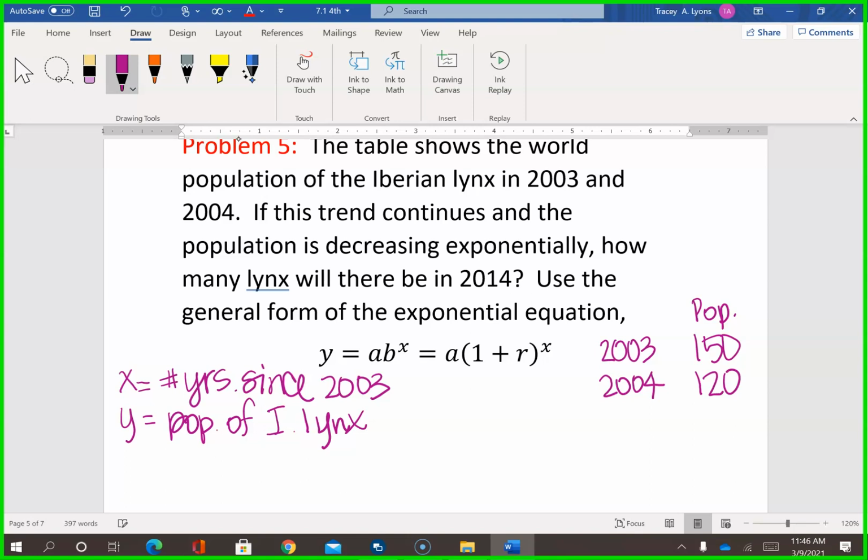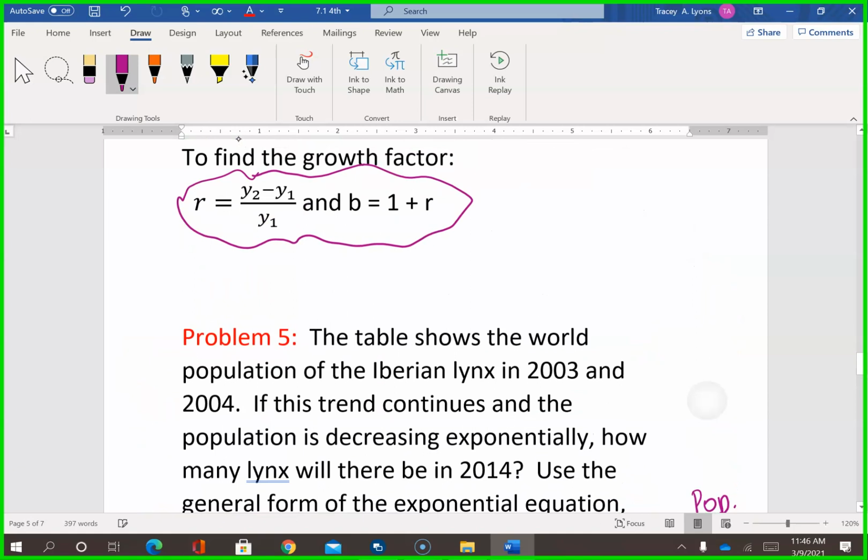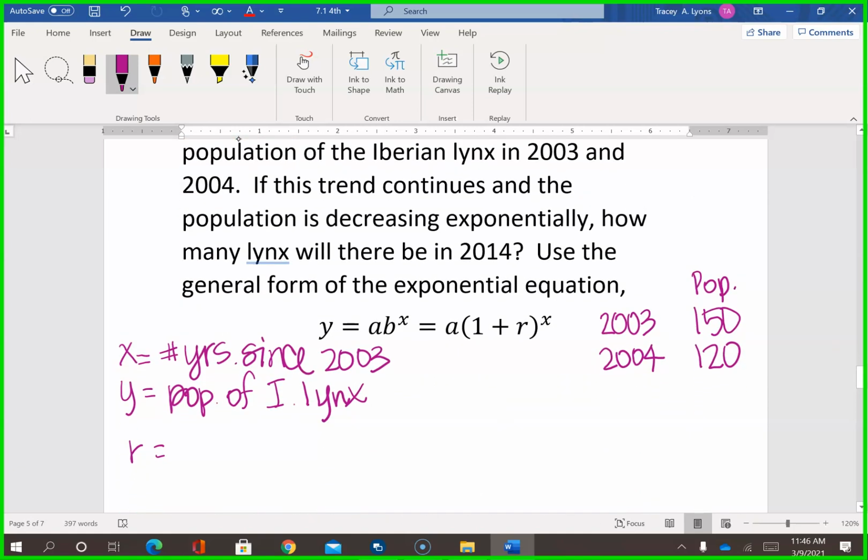Now, this one doesn't give us any percentages, so this is where we're going to use that formula that we just wrote down. To find that R value, year 1 is which one? We need year 2 minus year 1. Year 1 was 2003, year 2 was 2004. So it's going to be 120 minus 150, and then you divide by that year 1 again. And you get negative 0.2. If you know the numbers are going down, you know that number is going to be negative. It's basically negative 30 over 150, and then just make that a smaller decimal.